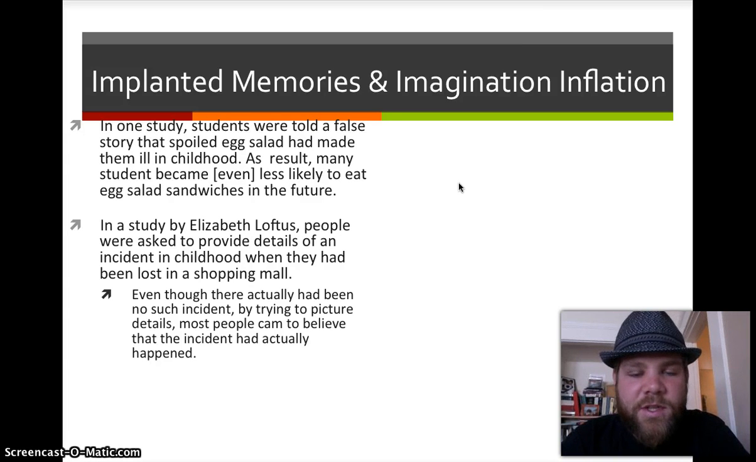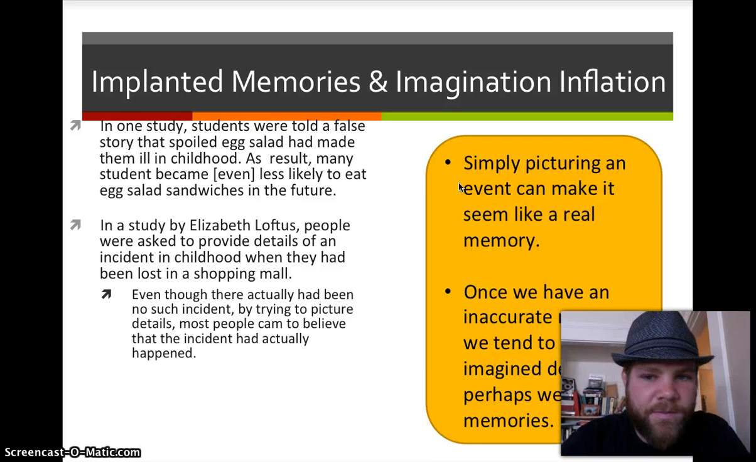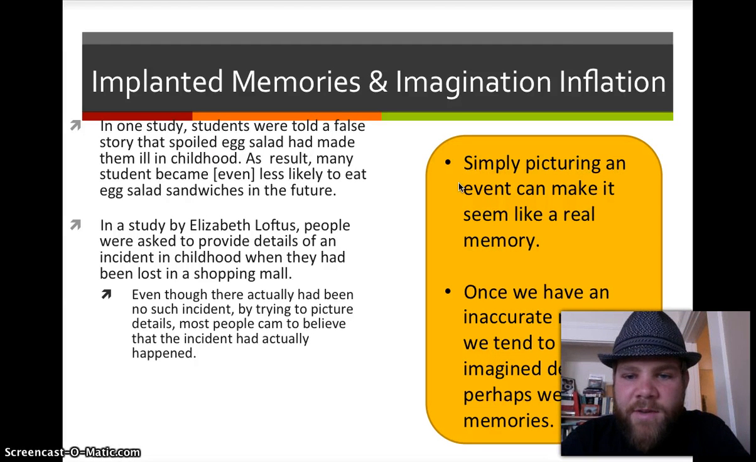So this power of suggestion is very impactful in our memory retrieval. So simply picturing an event can make it seem like a real memory. And once we have an inaccurate memory, we tend to add more imagined details, as perhaps we do for all memories. So we're basically reconstructing this narrative every time we recall a memory. And it's like the telephone game. It gets sort of more distorted the more we recall it, and then we add more misinformation on top of that, and so on and so forth.